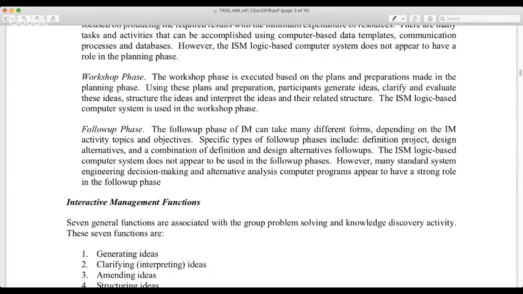These are the types of things that you do in the follow-up phase, but you can use many standard systems engineering, decision-making, and alternative analysis programs. But again, the ISM logic-based software doesn't appear to be used there in the follow-up phase. It appears to only be used in the workshop phase.